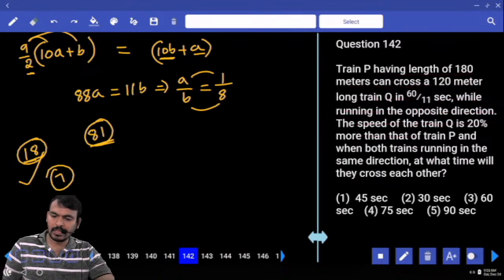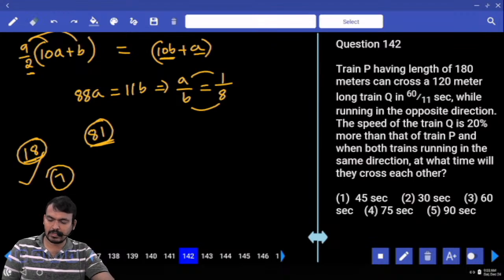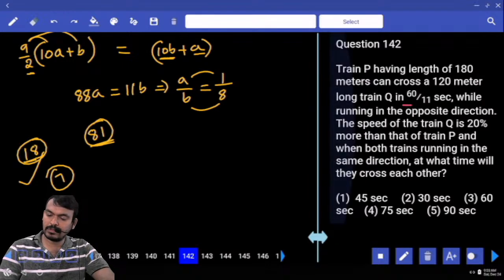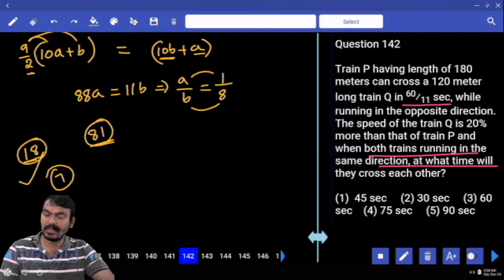Question 142. Train P, having a length of 180 meters, crosses a 120 meter long train Q in 60 by 11 seconds while running in the opposite direction. The speed of train Q is 20% more than that of train P. When both trains run in the same direction, at what time will they cross each other? We are given the opposite direction time, 60 by 11 seconds, but we require the time in the same direction.